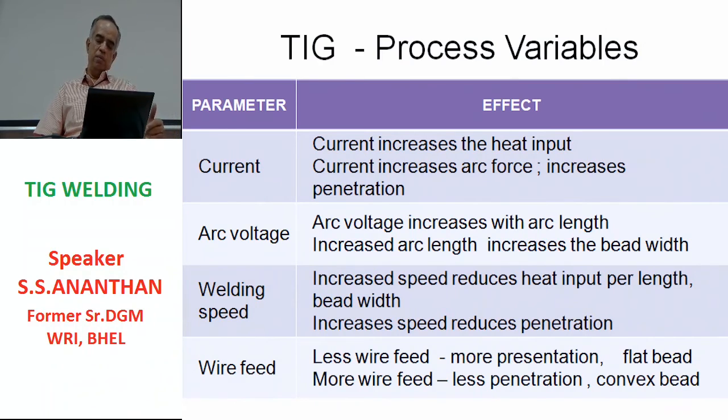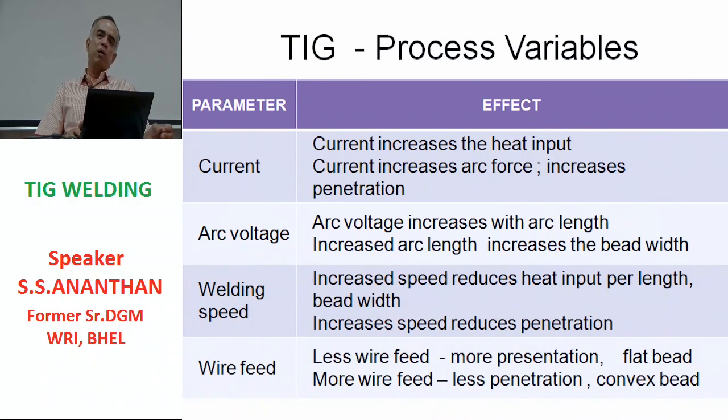The wire feed is decided based on the volume of metal that is required to be fed and filled, and also, very importantly, the amount of heat that is available in the arc. So as you reduce the wire feed, you get better penetration and a flatter bead. When you have more wire feed, you have less penetration and you have a convex bead. In the worst scenario, as you increase the wire feed, you may get a lack of fusion defect in the weld. Essentially, these are the parameters which are in our control, which effectively control the heat input.